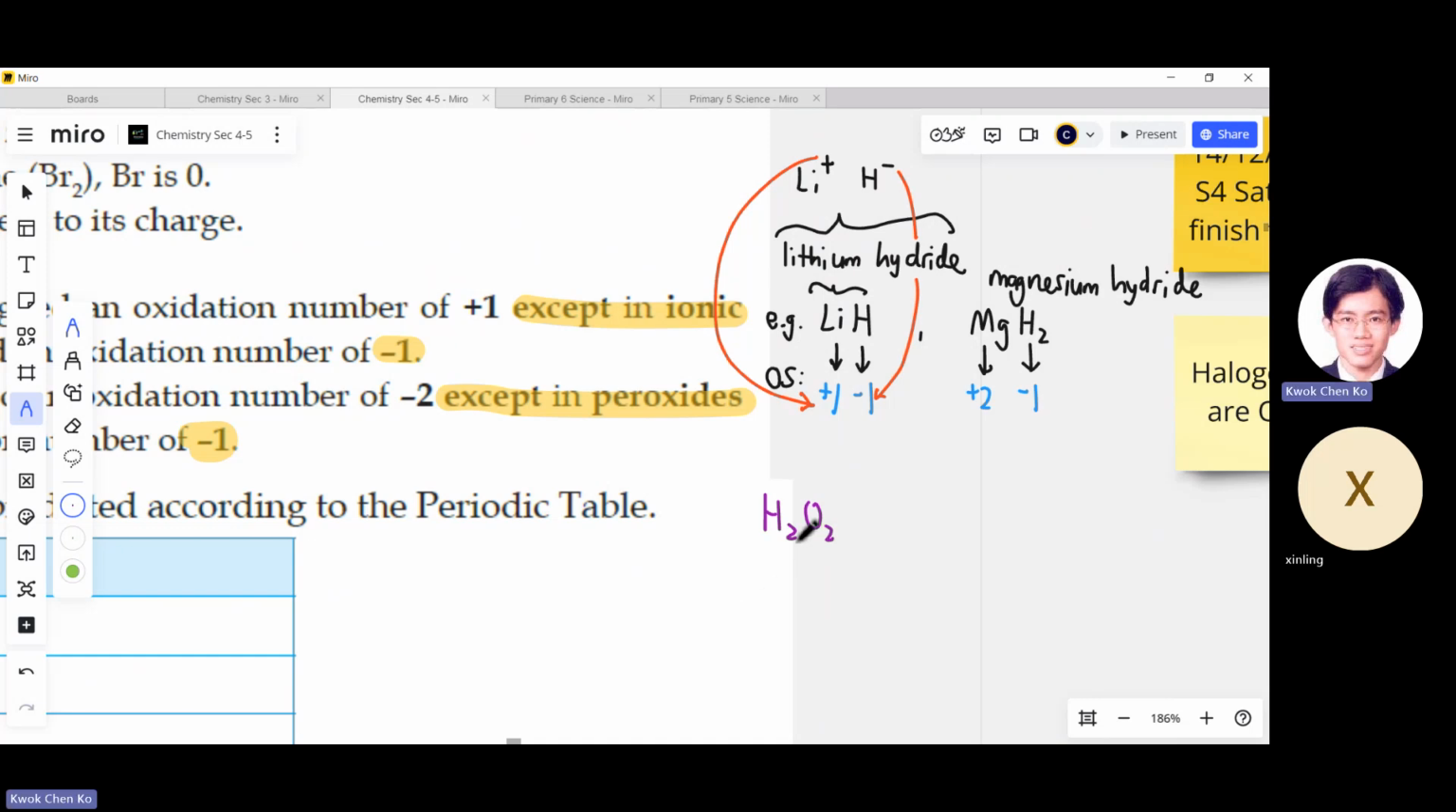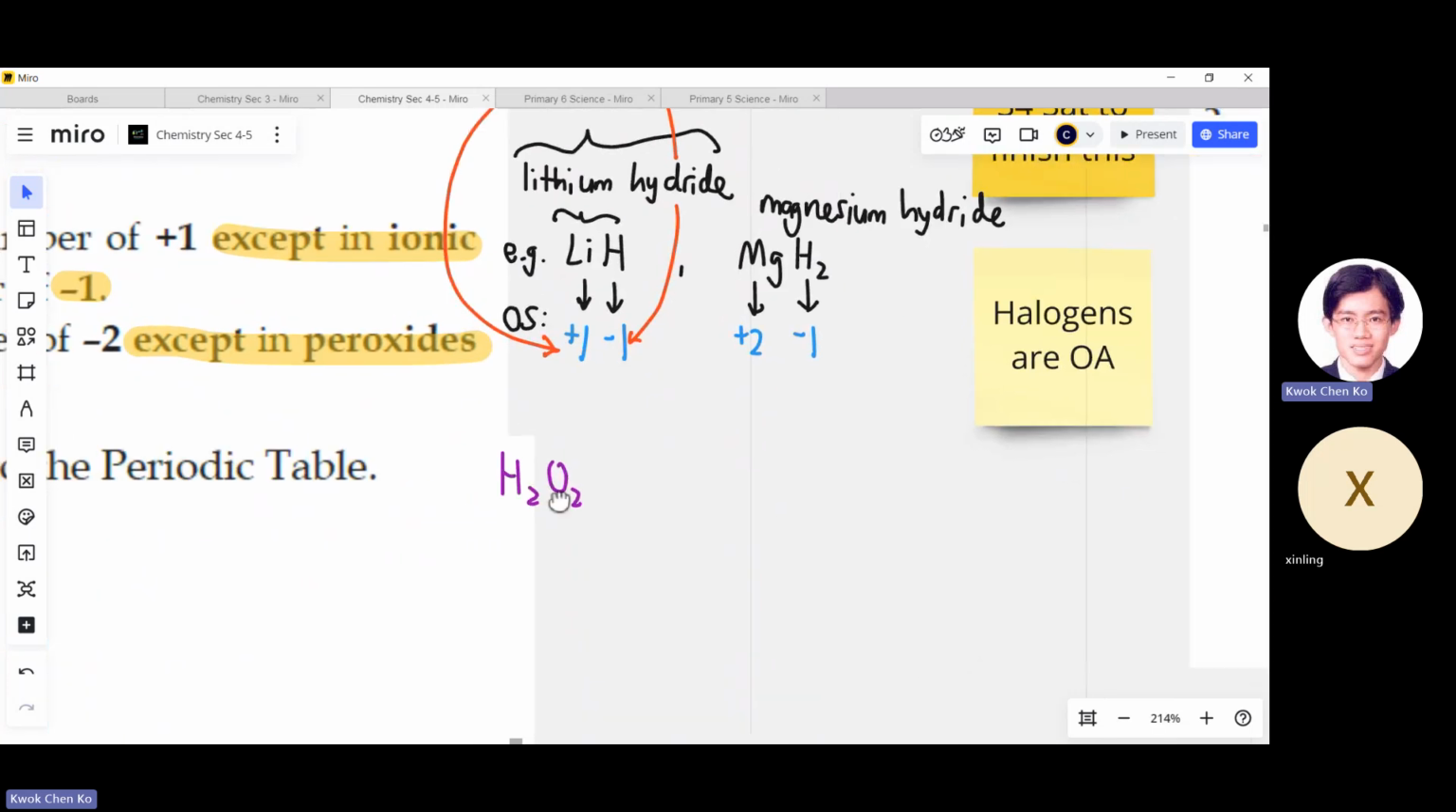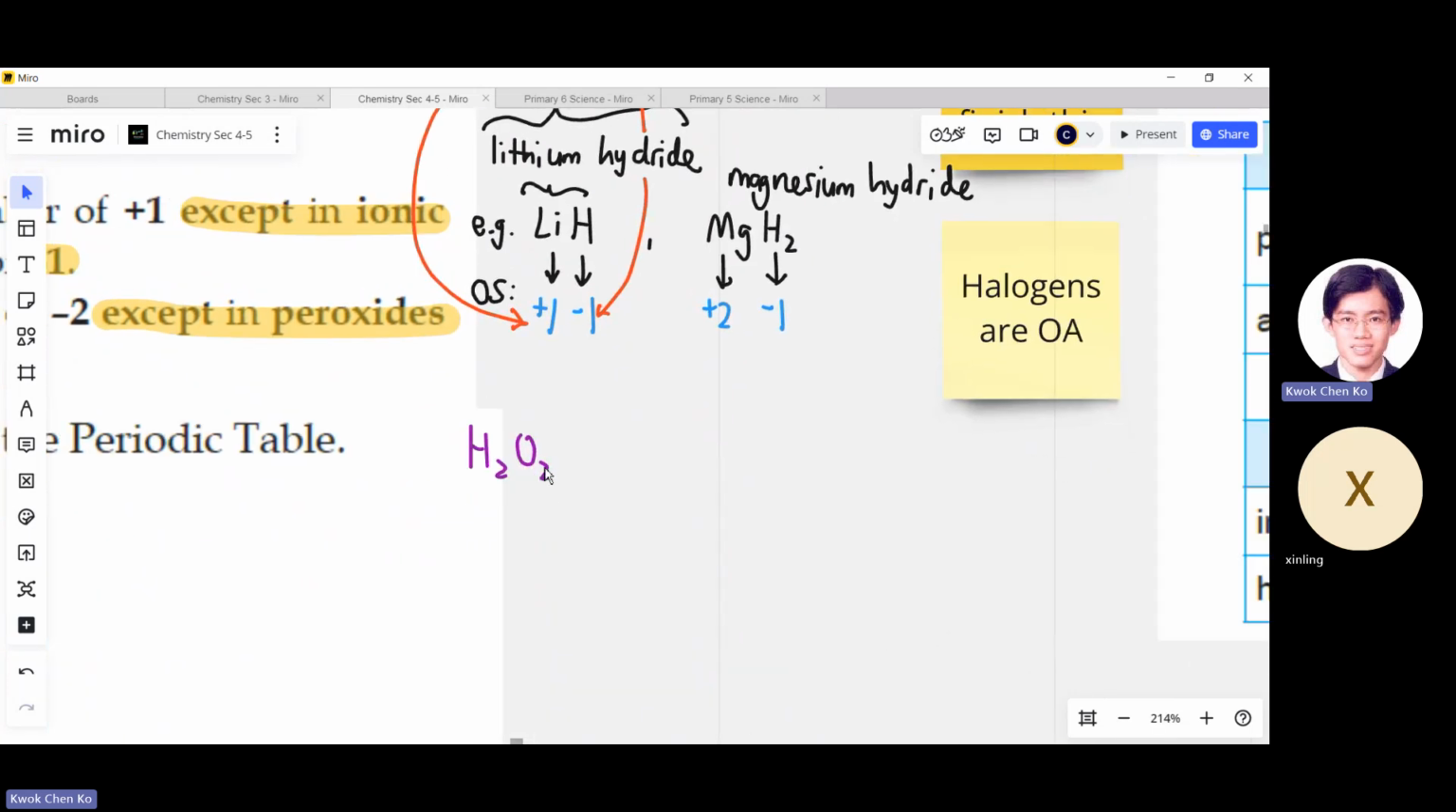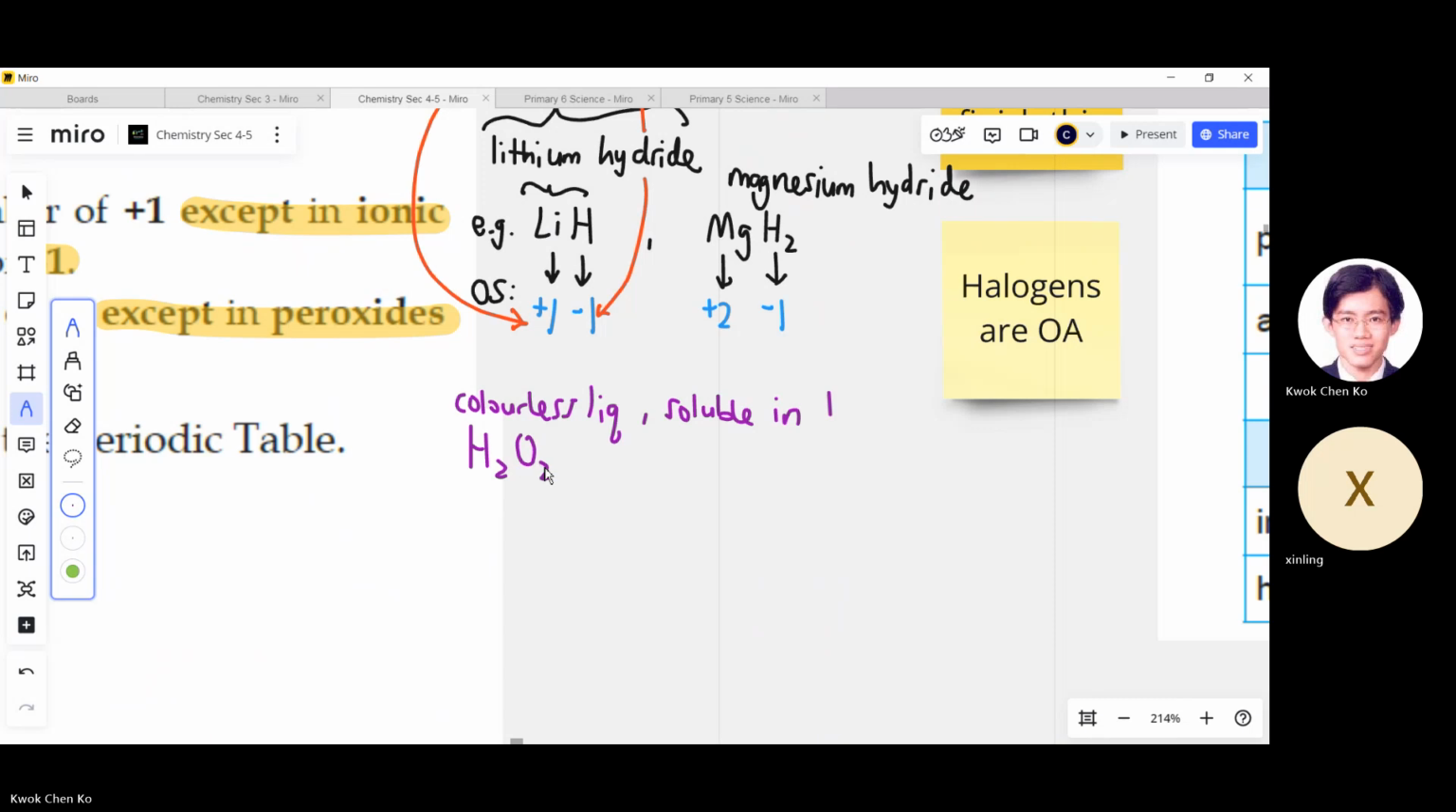Let's go back here. Hydrogen peroxide. Remember this guy, please. It comes up very often, even for practical. How does it look? It's colorless. It looks just like water. It's a colorless liquid. Not surprisingly, it's soluble in water, so it can be in solution form. So this is called hydrogen peroxide.